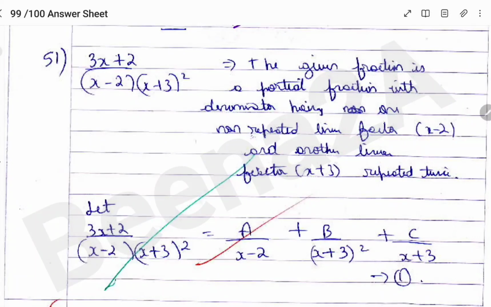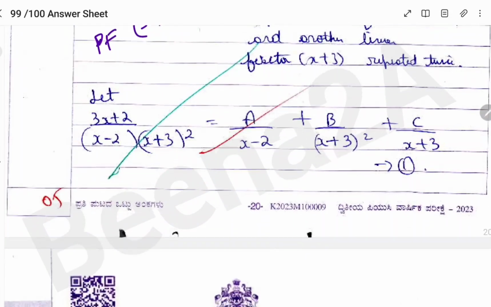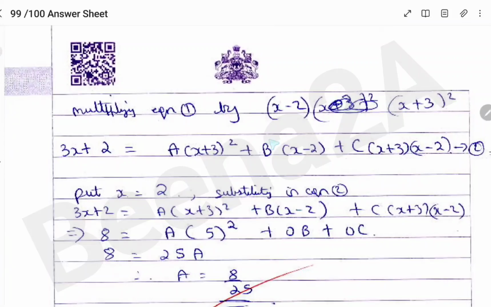Then the next problem is partial fractions, right? Easy one, an easy 5-marker. He's written every step. He's told what he has to do. He's put the steps: multiply the equation by (x minus 2) into (x plus 3) the whole square.